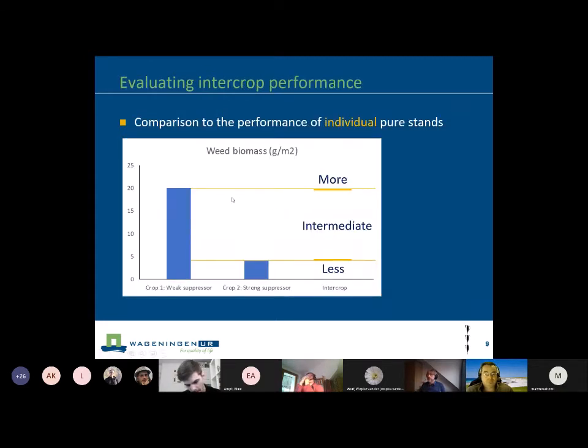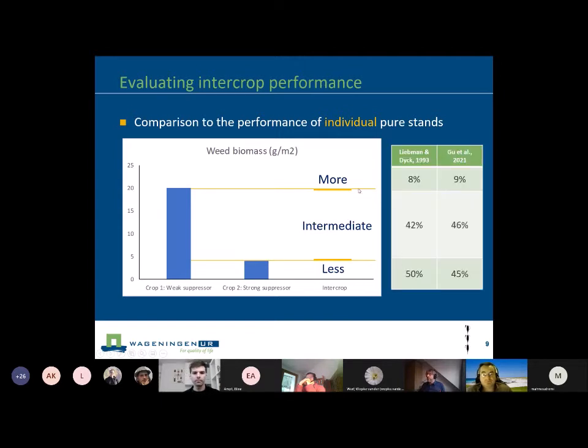We can also make the comparison in a different way. We could say, okay, here we have the poorly suppressing crop species with a high amount of weed biomass. Here we have the stronger suppressor. And now we look where we can find the weed biomass that is obtained in intercrop. Is it even more than the weed biomass that we find in the weak suppressor? Is it even lower than the stronger suppressor? Or is it somewhere in between?